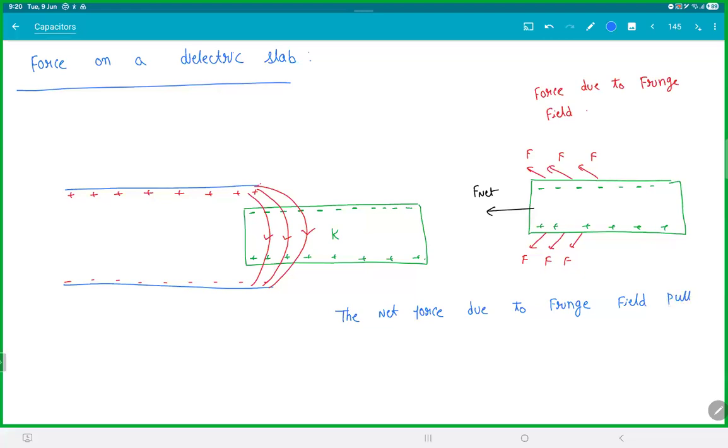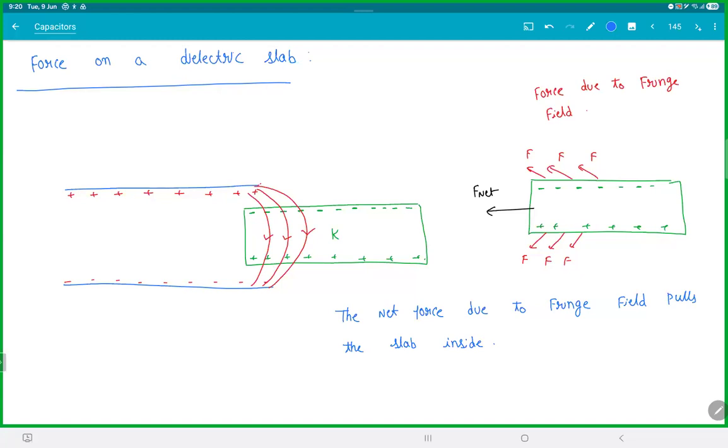The field pulls the slab inside. The more the slab goes inside, the more force there will be, and it will just keep going inside. Once it goes completely inside, the force will cancel out and you'll get zero force there. This story is clear. But why will there be a force in the first place?